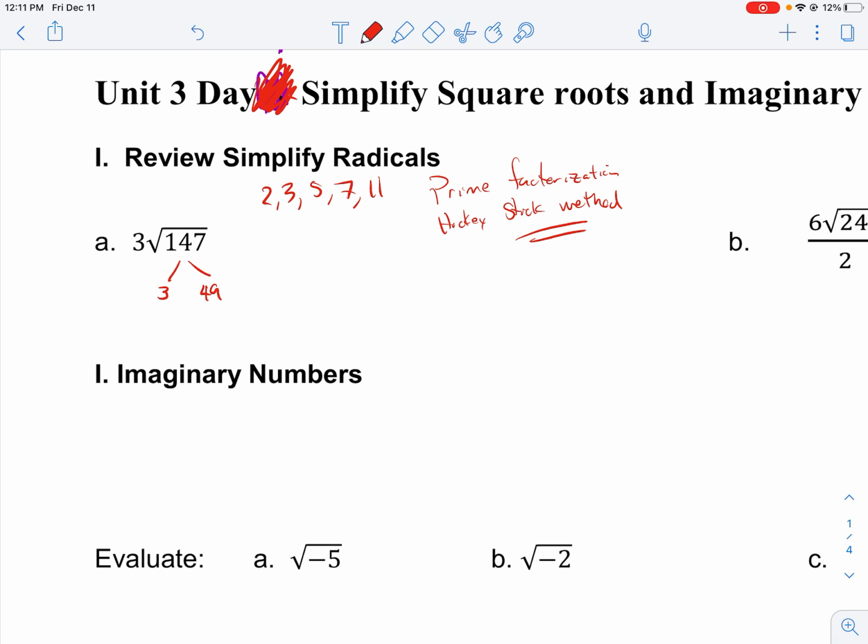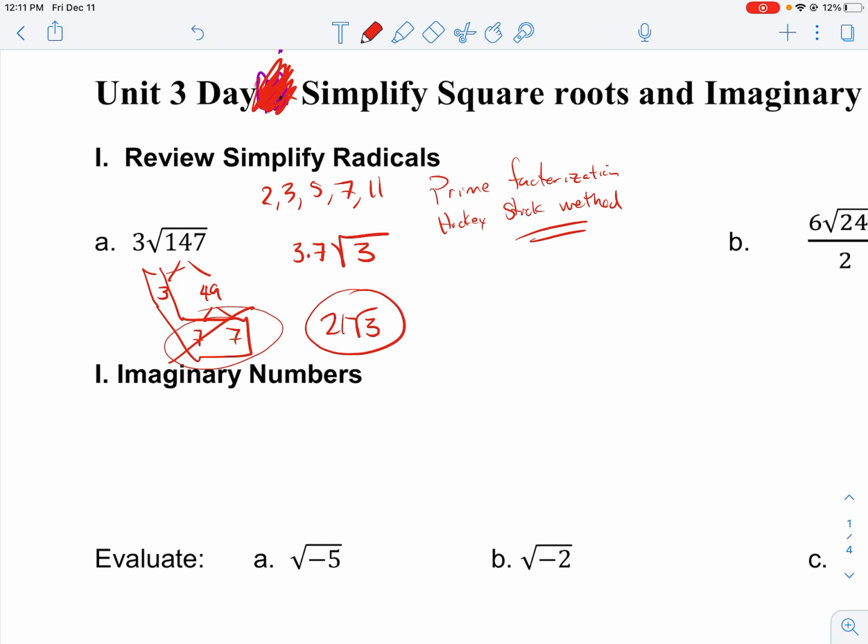Okay, well, what goes into 49? Well, not 3 anymore. 7 does. So we get 7 times 7. So here's our hockey stick. And so any pair that you see, I see one pair of 7s, I bring that out of the radical. So I get 3 times 7, and then whatever I have left stays underneath there. If I don't have any pairs, so in this case 3 doesn't have any pairs, so it stays underneath the radical, and then we end up with 21 square root 3. Okay, so that's our first one.